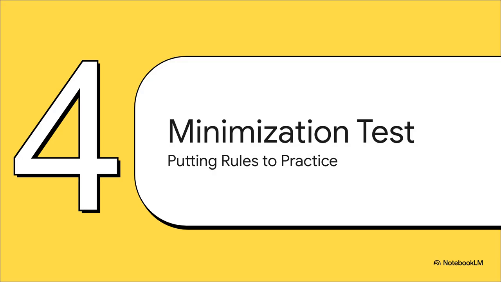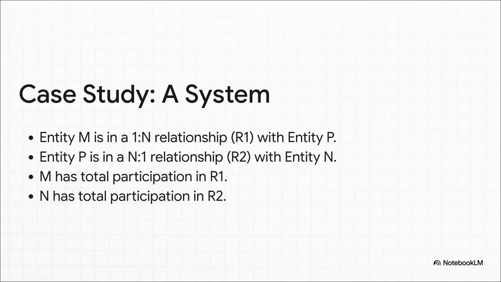Okay, theory is great, but let's put these rules to work. We're going to run through a practical example to figure out the absolute minimum number of tables we'd need for a specific ER diagram. So here's our setup. We've got three entities, M, P, and N. M has a one-to-many relationship with P, and P has a many-to-one relationship with N. Also, pay attention to the constraints. M must participate in its relationship, and so must N.